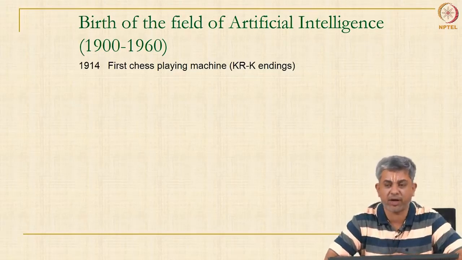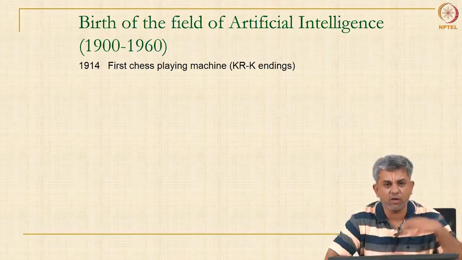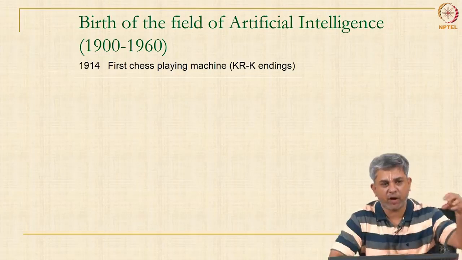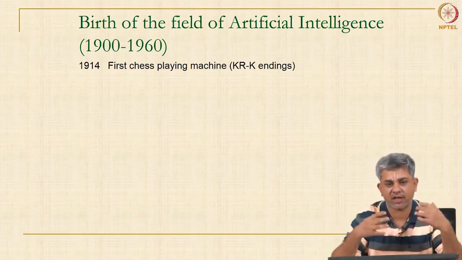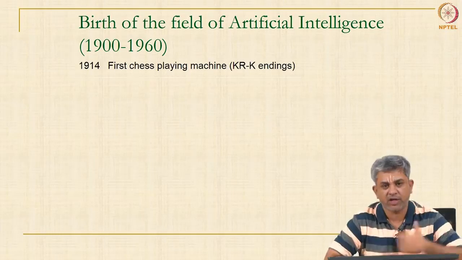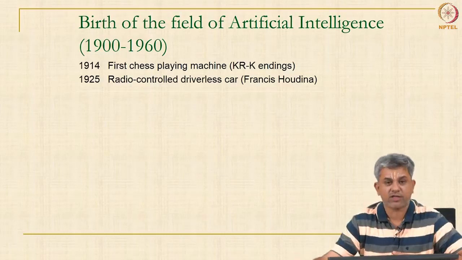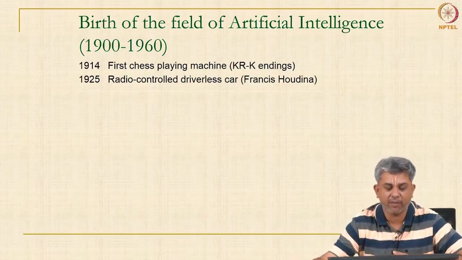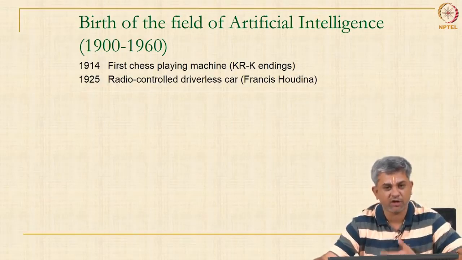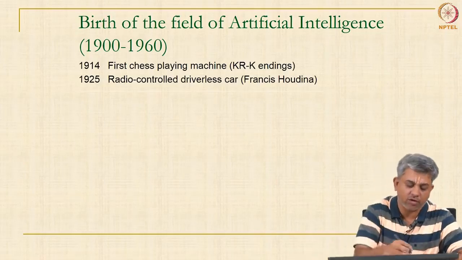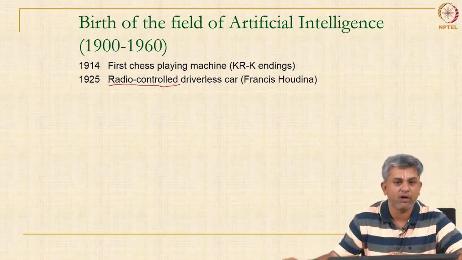1914 was the first chess playing machine. All it was doing was king and rook versus king endings. Those of you who know how to play chess will know that if one party has a king and rook and another party just has a king, you can always checkmate. So here was a machine which would actually do that. Surprisingly enough, the first driverless car was right back in 1925. This was made with the help of the US Army, and I think Francis Houdini. This is not Houdini of the magician fame, this is a different person altogether. So he made the first driverless car. However, this was radio controlled. Even this was quite amazing to people right back then.